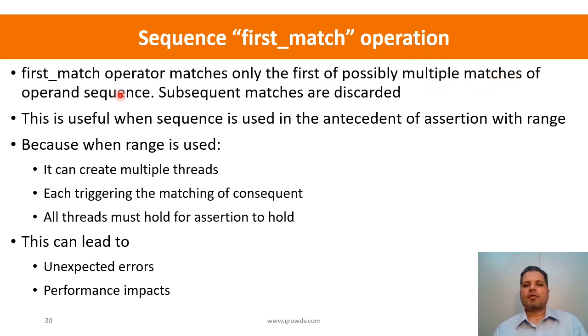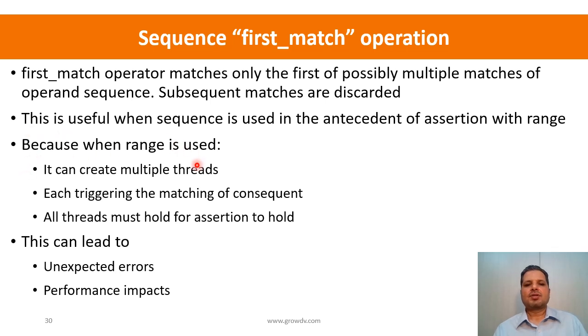Multiple matches of an operand sequence, we'll look at it, and then subsequent matches are discarded. This effect becomes clear or becomes useful when the antecedent is a sequence, and it also contains a range. And why is that?